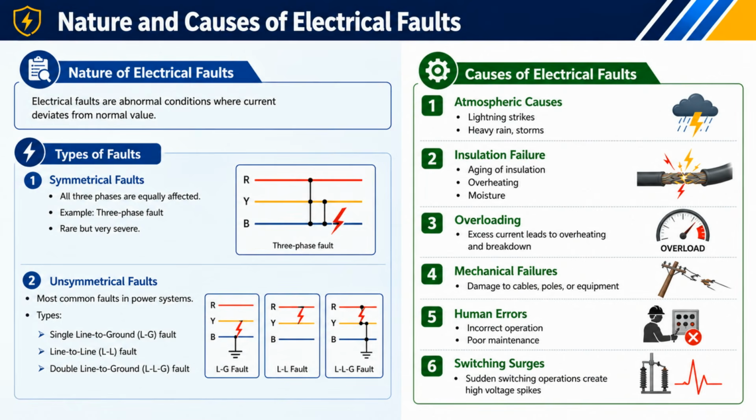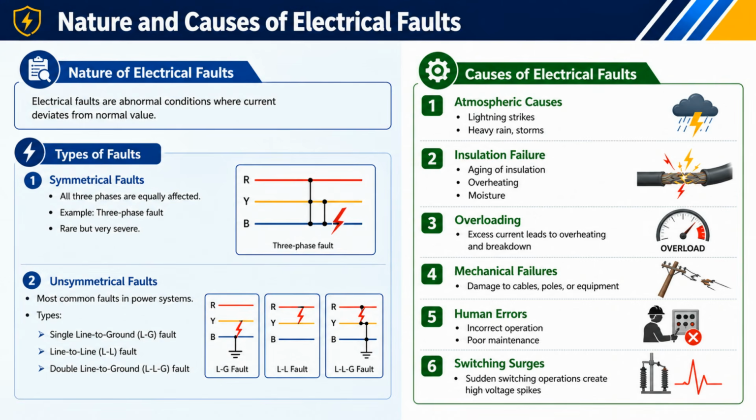Now let us understand the nature and causes of electrical faults. Nature of electrical faults. An electrical fault is an abnormal condition in a power system. During a fault, the current or voltage changes from its normal value. Faults can damage equipment and interrupt the power supply. Types of electrical faults. 1. Symmetrical fault. In this fault, all three phases are equally affected. The example is a three-phase fault. It is rare, but it is very severe because it produces a very high fault current.